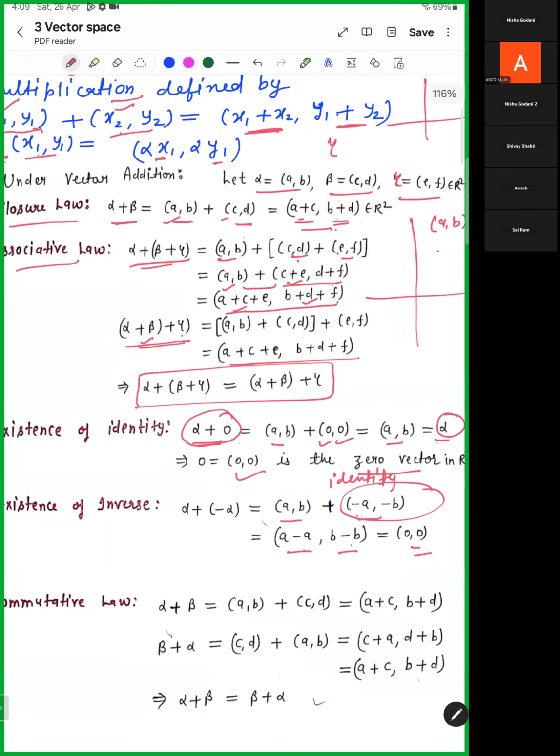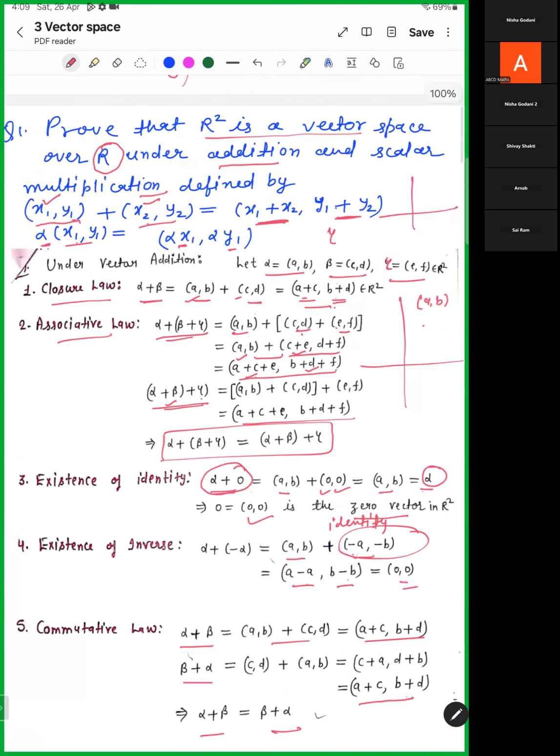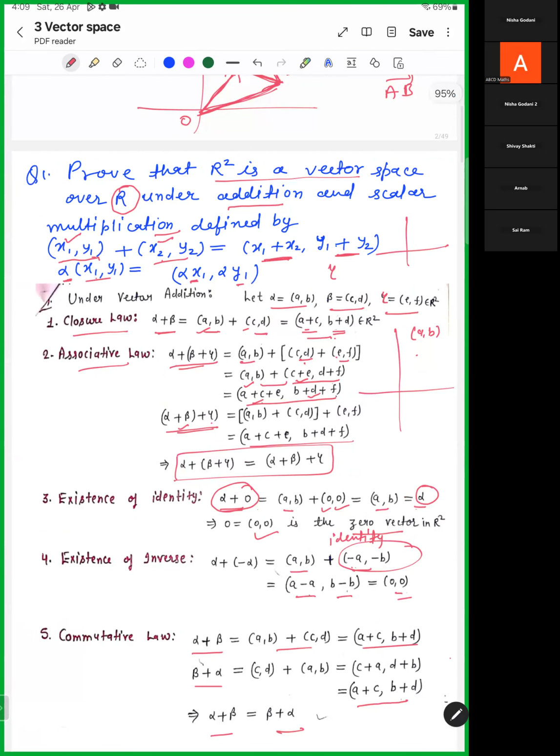So this minus A minus B is the inverse. Okay. Now commutative law. If you add alpha plus beta, you have A plus C comma B plus D. And if you add beta plus alpha, then again you have A plus C comma B plus D. So in this way you have alpha plus beta and beta plus alpha, so commutative law holds. So you can see that all the axioms for vector addition are satisfied. Now we have to check for scalar multiplication.